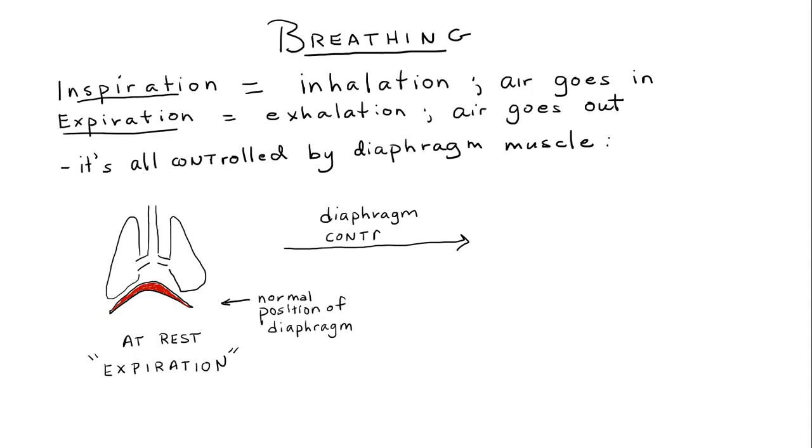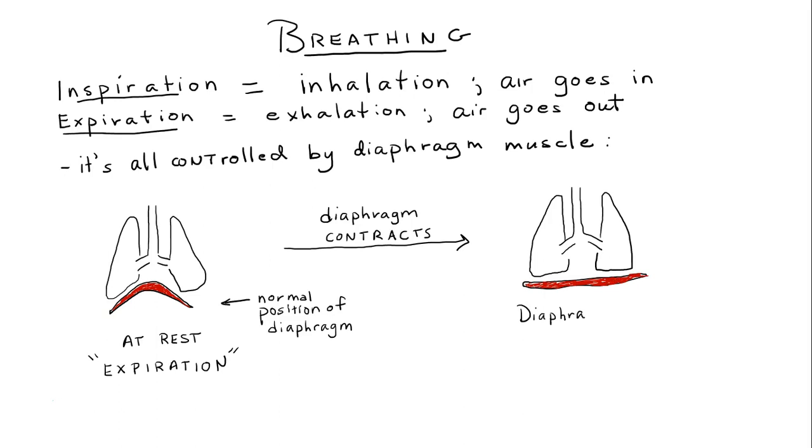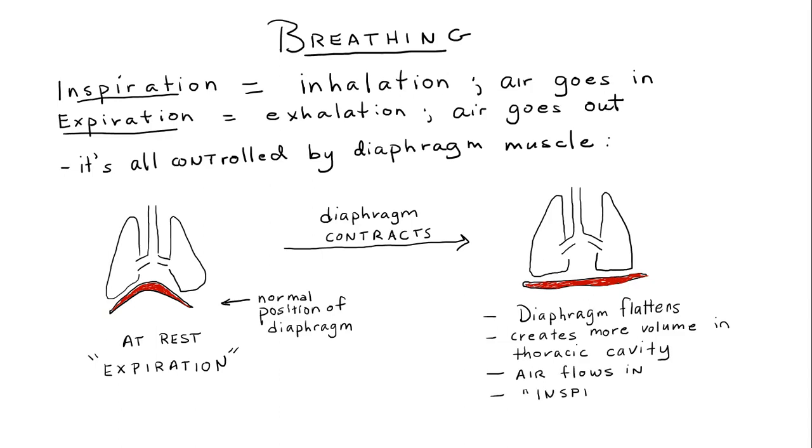But when the diaphragm contracts, that's an active process, and the contraction of the diaphragm, let's draw my little picture again. The contraction of the diaphragm is going to cause this muscle to flatten. And when it flattens, it's going to create a lot more space in the thoracic cavity. And so the more space that you have in the thoracic cavity, the more volume you have. And volume is inversely proportional to pressure. Okay, so you actually have lower pressure in the thoracic cavity and air goes in, which is called inspiration.